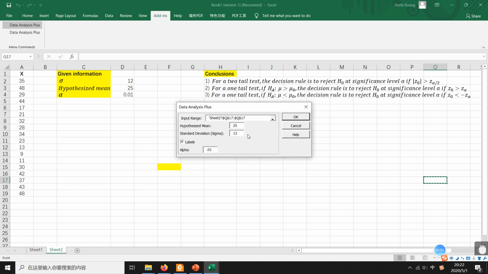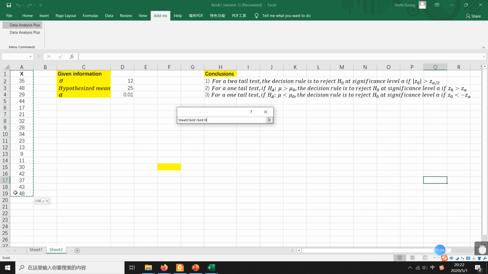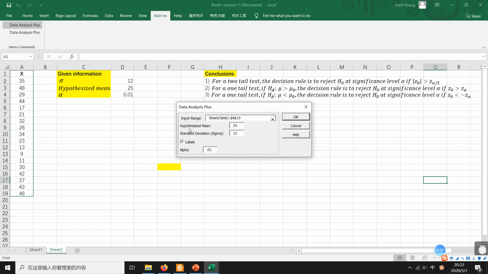First, we should select our variable, and then we should enter the hypothesized mean. For this question, it is 25. And then enter the standard deviation. The standard deviation for this question is 12. Make sure you tick the labels box appropriately.